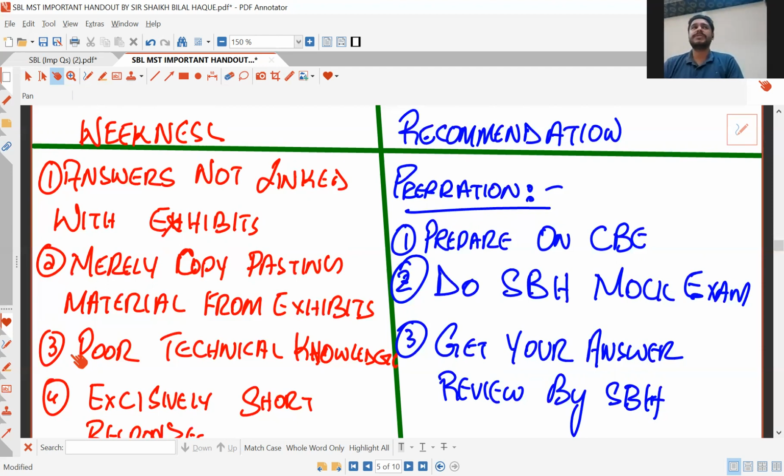Then poor technical knowledge. If you have not gone through the entire syllabus of SBL, make sure that you give a quick review of the entire syllabus before going into an examination. My suggestion is that all those who do not have those 5 days handout should go through those handouts. They should go through the format paper that I presented to my students.